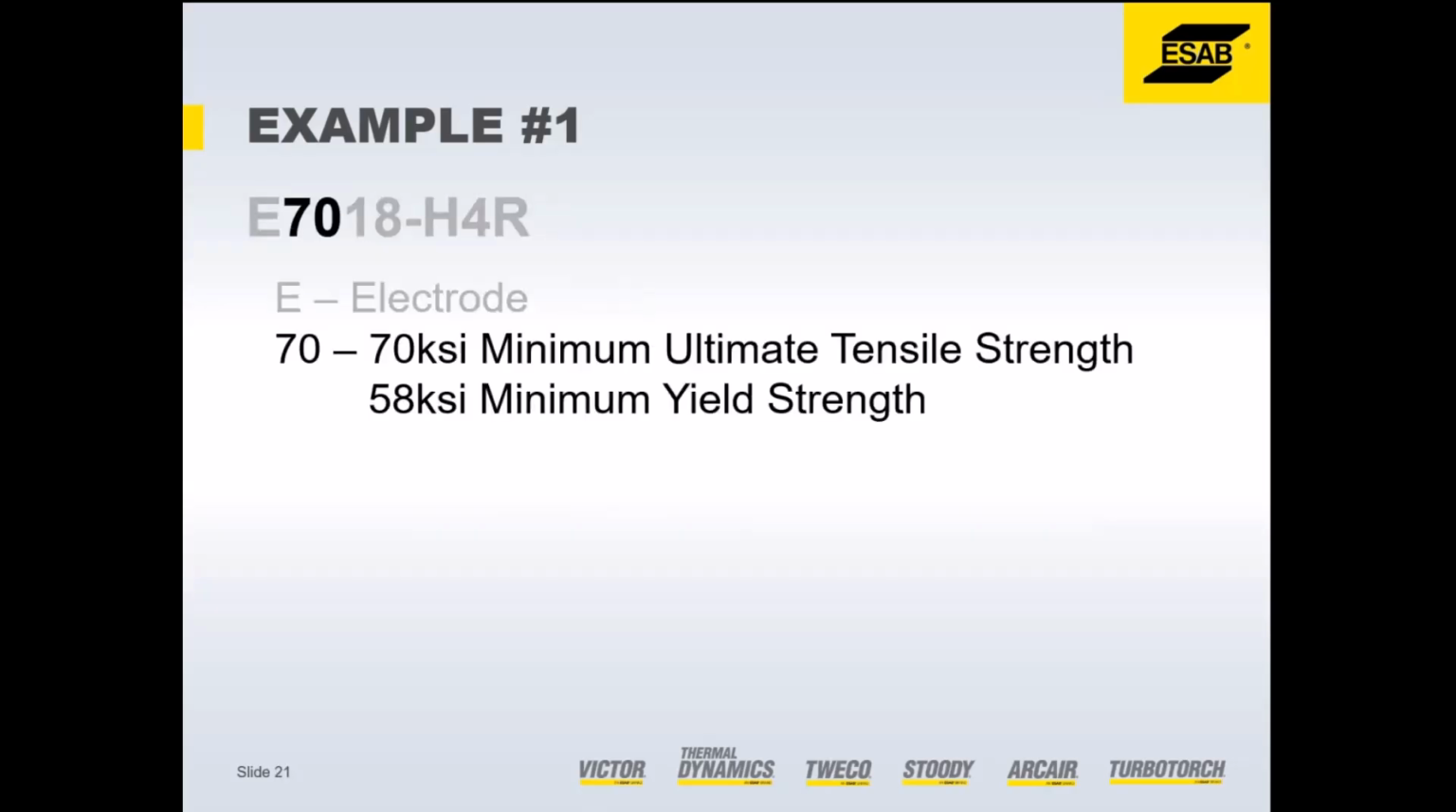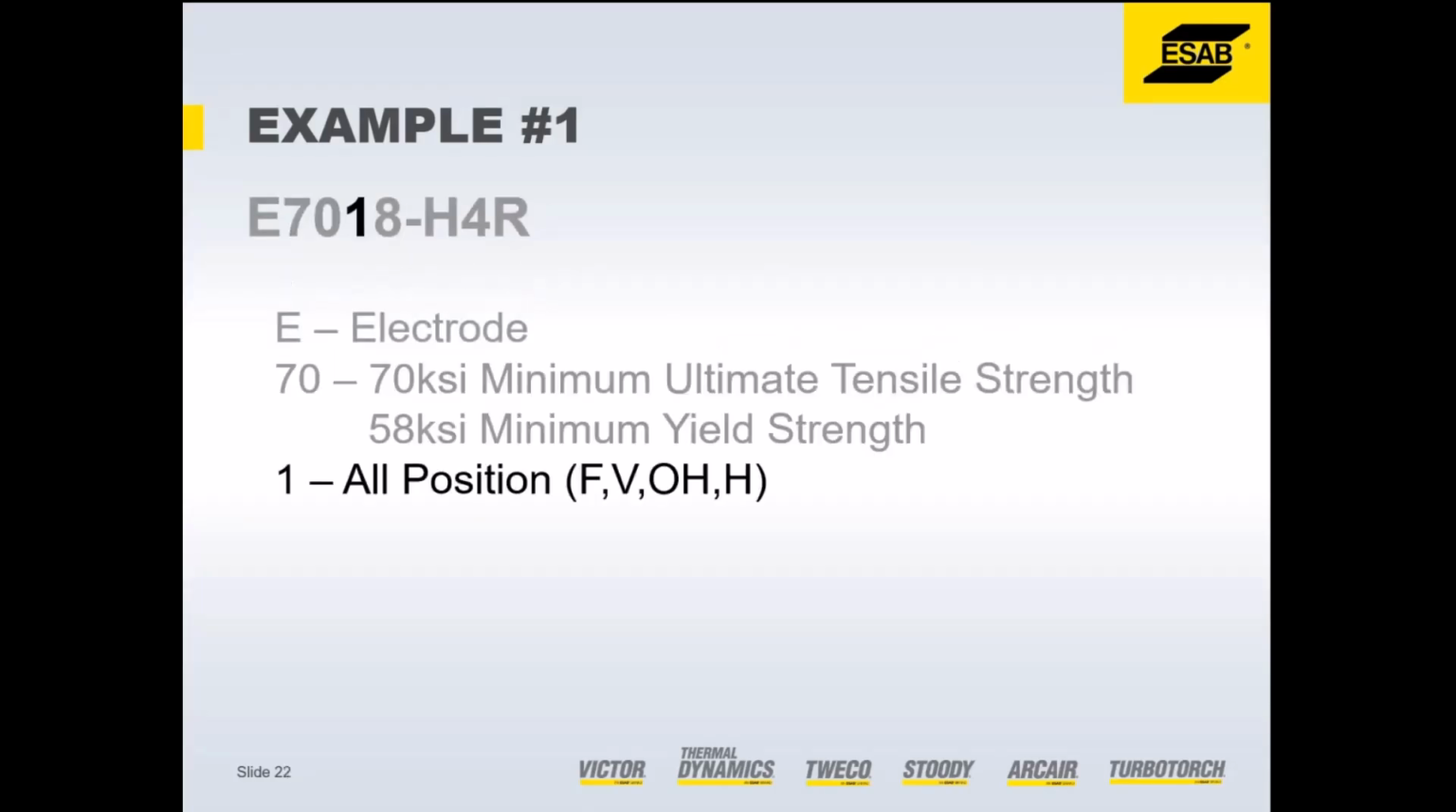So here's a full example where we can break it down. You have an E7018 H4R. The E stands for your electrode. The 70 stands for 70 KSI ultimate tensile strength. The 1 is an all position rod, so you can weld it flat, vertical, overhead, or horizontal.